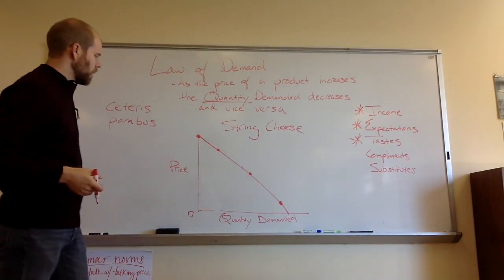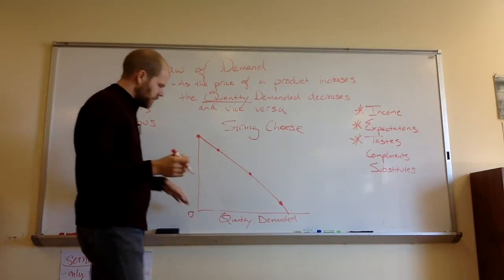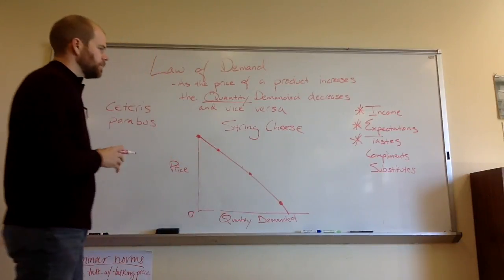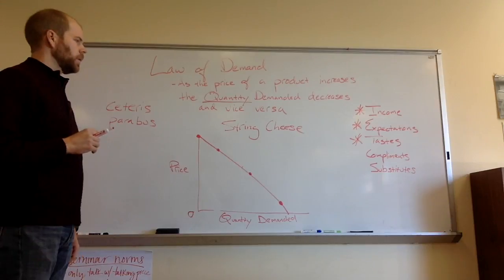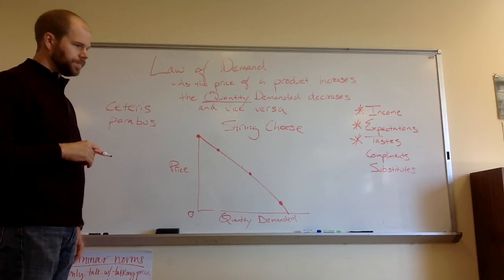Okay, normal product. Price is high. People don't buy much of it. Price is low. People buy a lot more. Now, what happens if there's a barn-burning buster sale on peanut butter and pepperoni. The price is super low.